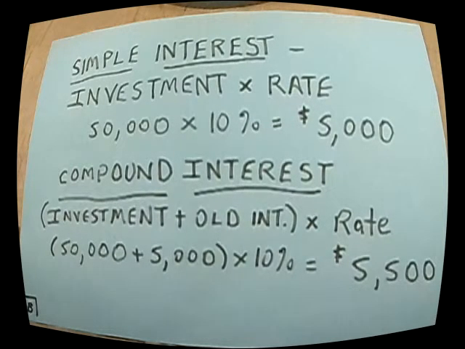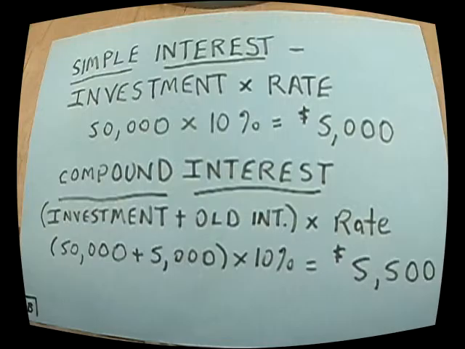So simple interest is just like we have here in the top frame. You have an investment. Let's imagine the investment's $50,000. Let's suppose there's a 10% rate of return on the investment over a year. So 50,000 times 10% is that you'd have to pay $5,000 as interest on the 50,000.